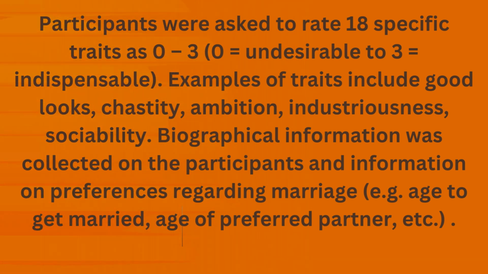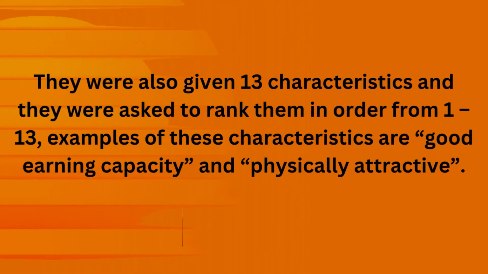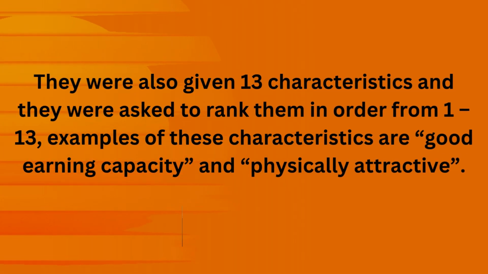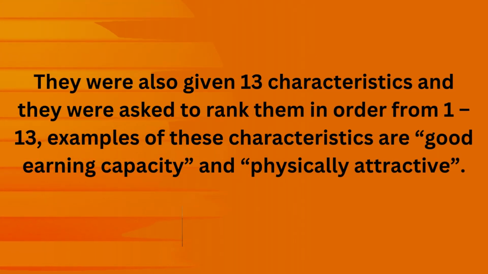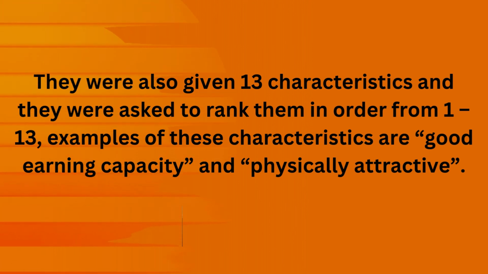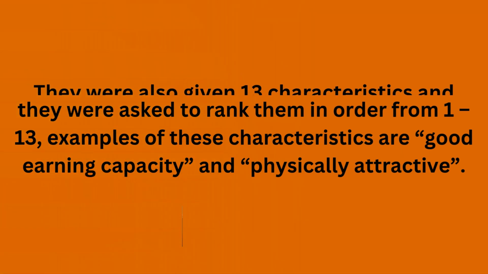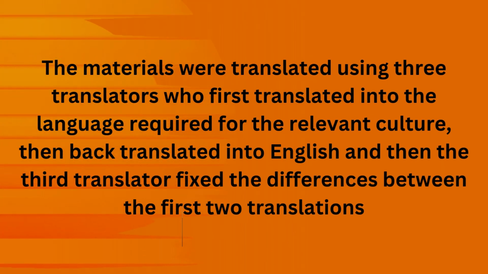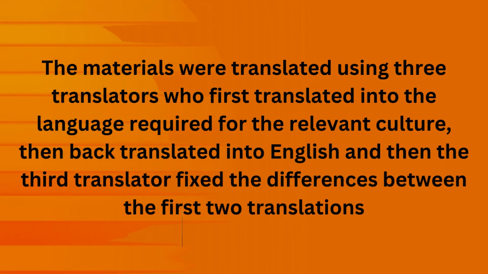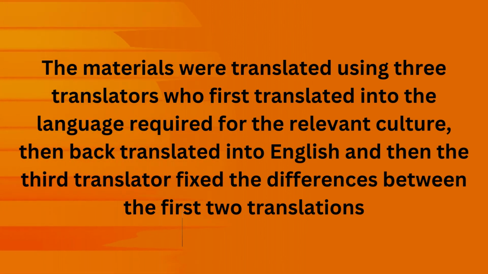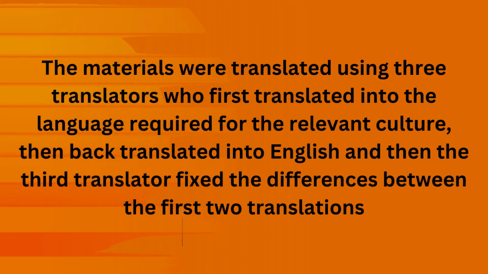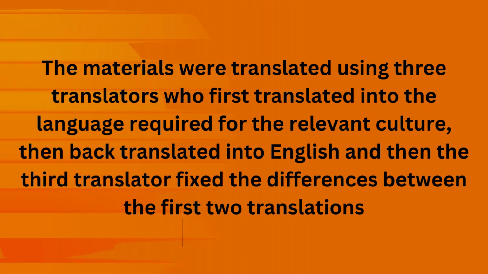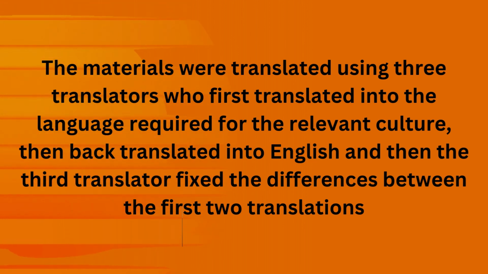They were also given 13 characteristics and asked to rank them in order from 1 to 13. Examples of these characteristics were good earning capacity and physical attractiveness. The materials were translated using 3 translators who first translated into the language required for the relevant culture, then back translated into English, and then the third translator fixed the differences between the two translations. So the results go like this.